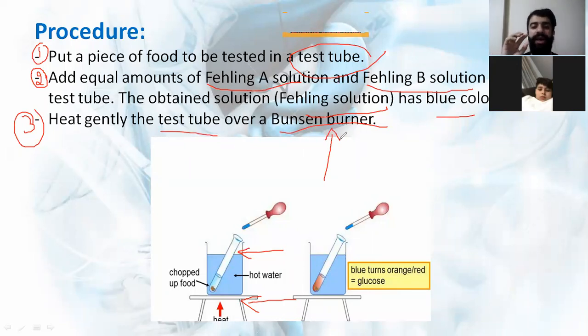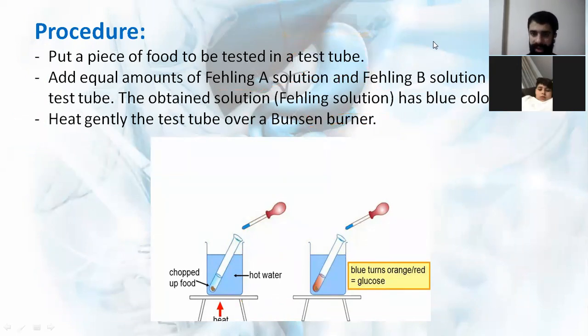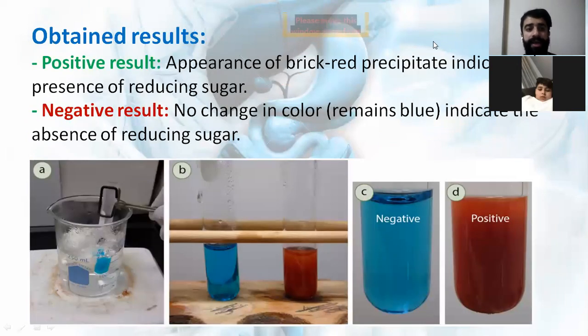We have to heat the test tube over the Bunsen burner, which is the source of heat, and you know it in chemistry for sure. Obtain the result. If it's positive, what is the meaning of a positive? A positive result means that we have reducing sugar.